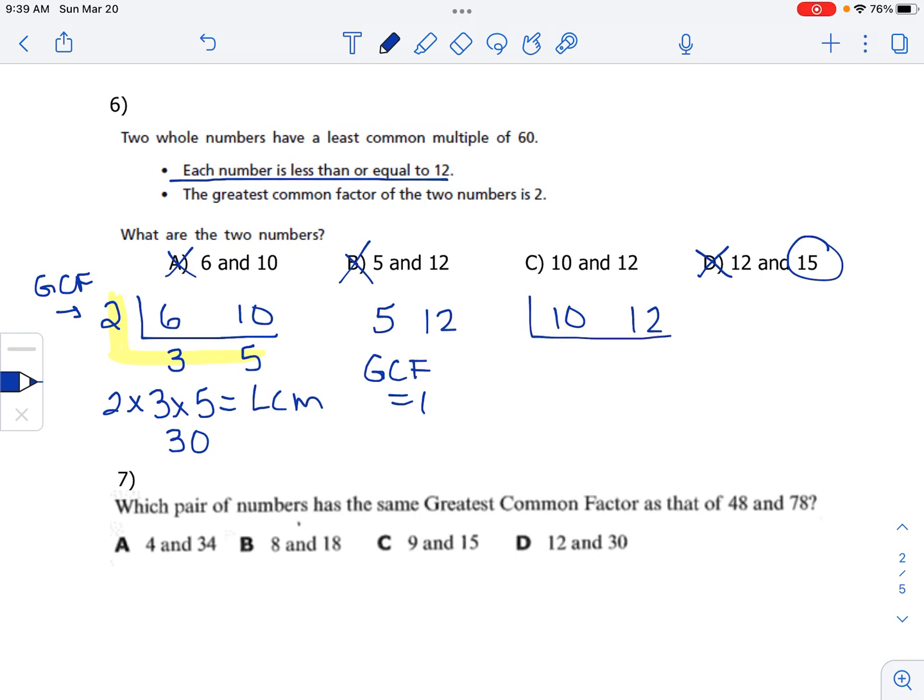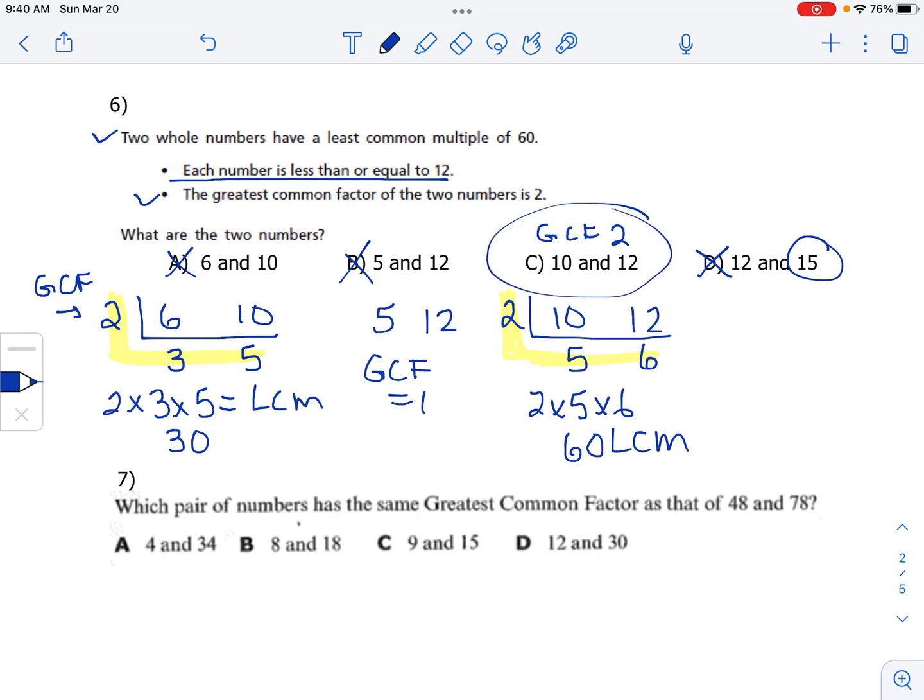10 and 12 are both divisible by 2. 10 divided by 2 is 5. 12 divided by 2 is 6. So the GCF here is 2. And now we're going to multiply the 2 times the 5 times the 6. 2 times 5 is 10, and 10 times 6 is 60. So the LCM here is 60. It satisfies both of these clues, so it is choice C.